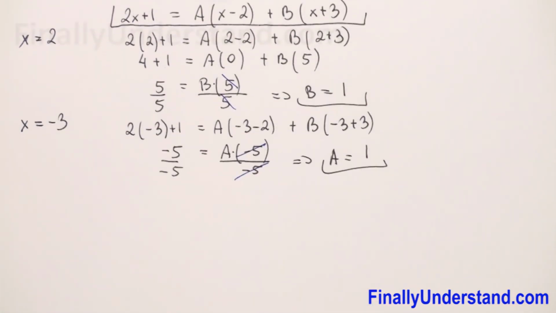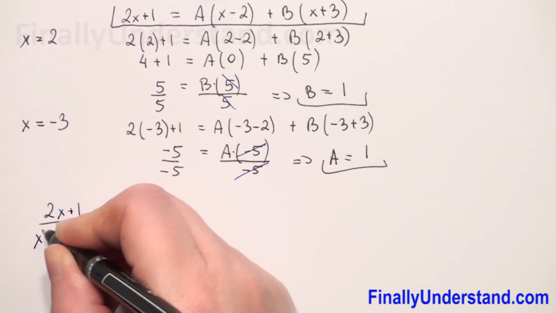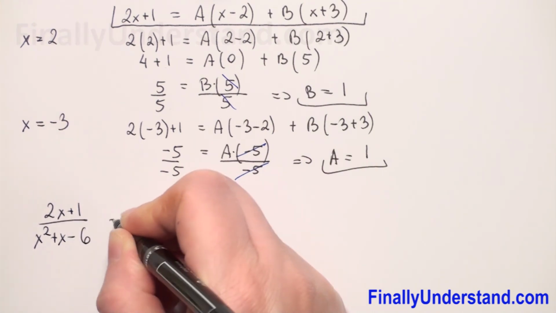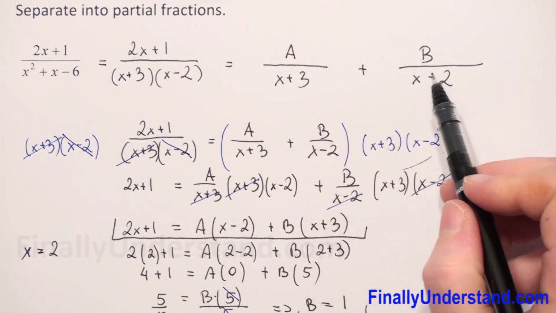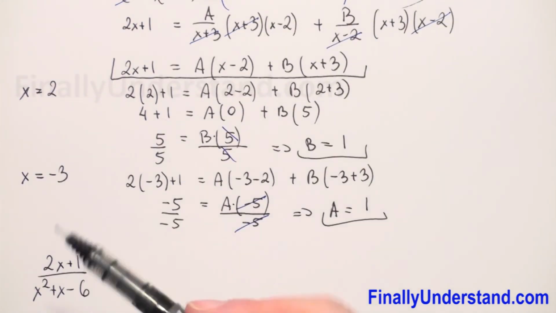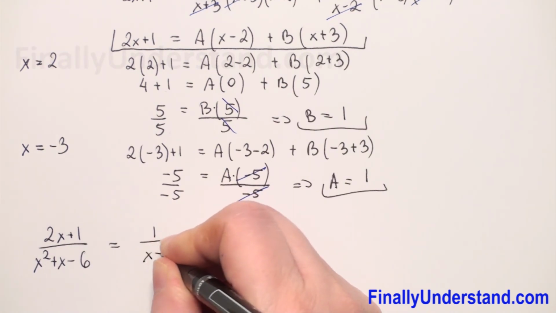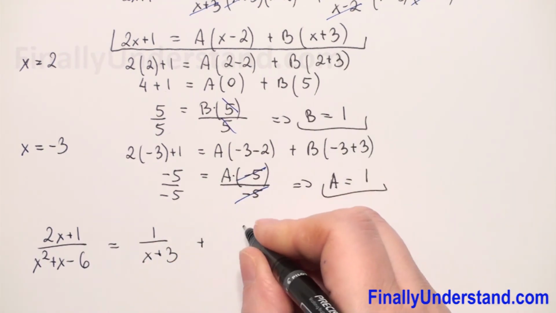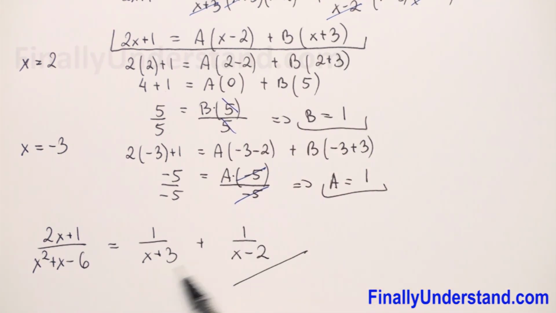So we found b and a, so now we can come back to our original fraction. Let me copy this. We have 2x plus 1 over x squared plus x minus 6. This is equal to, and now we can substitute a and b, and we have a sum of two partial fractions. So a is 1 over x plus 3 plus b is 1 over x minus 2. This is my solution. If you add these two partial fractions, you will get exactly what we have on the left side.